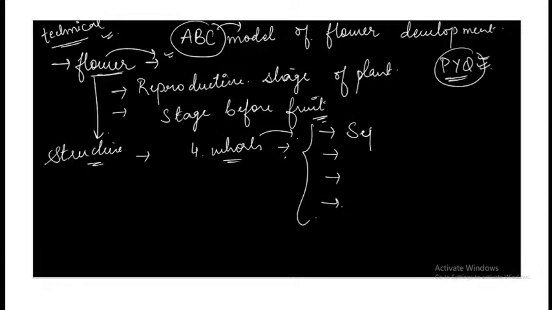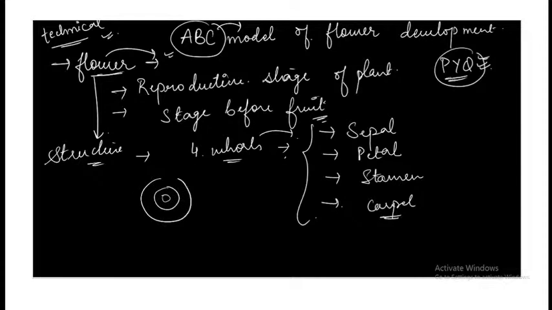It is sepal, then we have petal, then we have stamens, and then we have the carpels, right? So these are the basic whorls in a particular flower. When you look at a cross section, you have the innermost, then the outer, then the third one, then the fourth one, right?